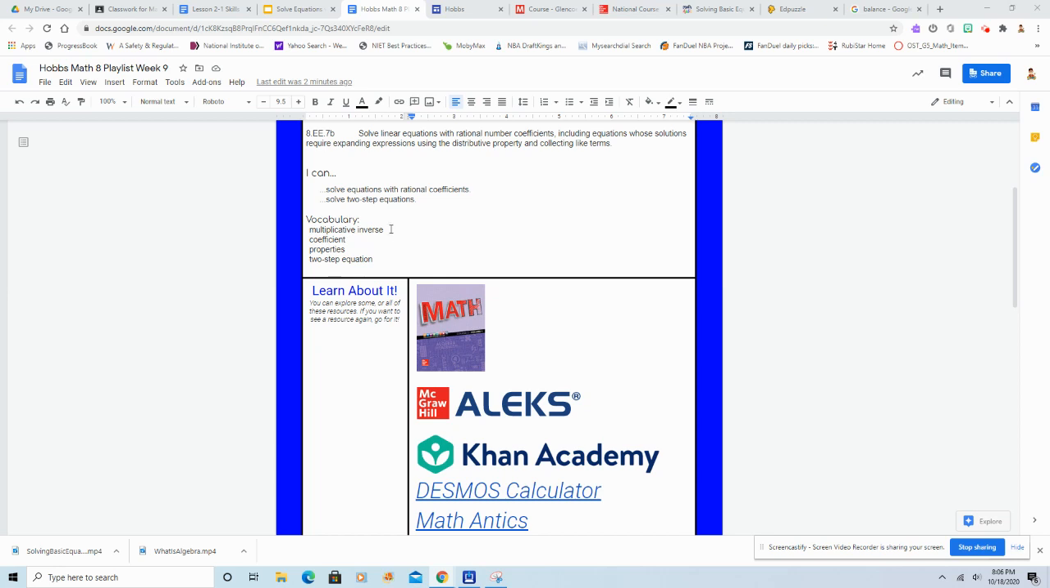Multiplicative inverse, that's where you take a fraction like 3/4 and you multiply by its inverse, which would be 4/3. You take the reciprocal of it. It's also the law of reciprocity, so I can throw out a big word.